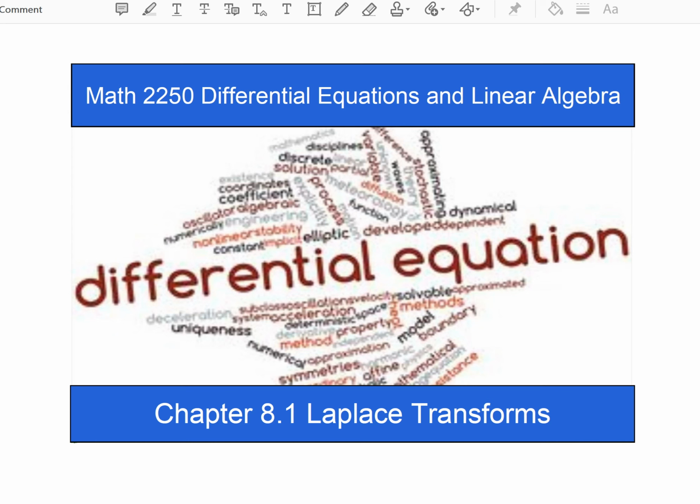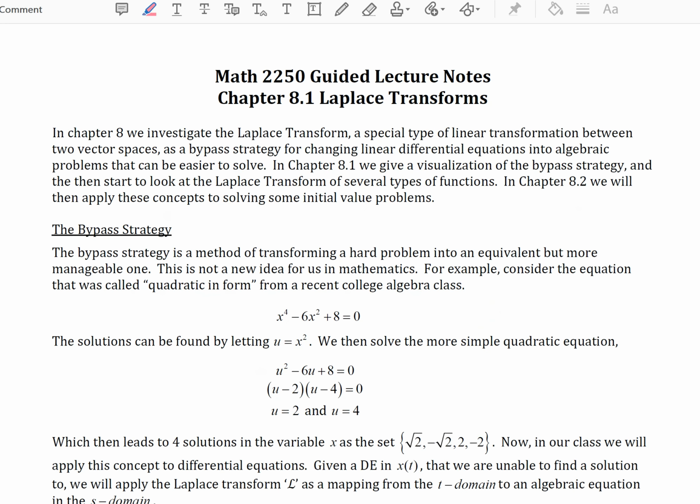In this video, we are going to be going through Chapter 8.1 and looking at Laplace transforms. In Chapter 8, we investigate the Laplace transform, a special type of linear transformation between two vector spaces, as a bypass strategy for changing linear differential equations into algebraic problems that can be easier to solve. In Chapter 8.1, we give a visualization of the bypass strategy and then start to look at the Laplace transform of several types of functions.